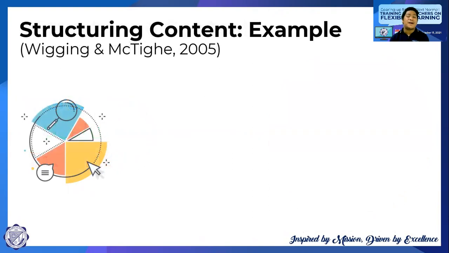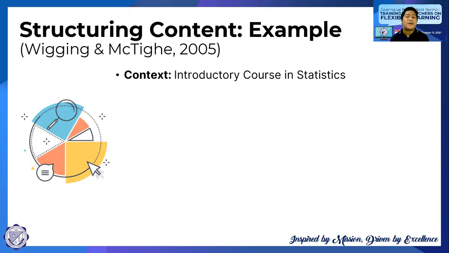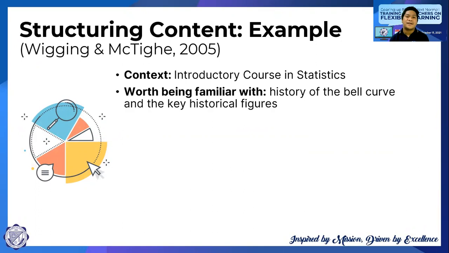So according to Wiggins and McTighe in 2005, they have provided us an example on how we can prioritize our contents based on the image from the previous slide. So for example, we have the context of the introductory course in statistics. So what are the contents which are worth being familiar with? They are simply in the area, but they are not what they need to know and do and enduring understanding. But they are worth being familiar with, like the history of the bell curve and the key historical figures.